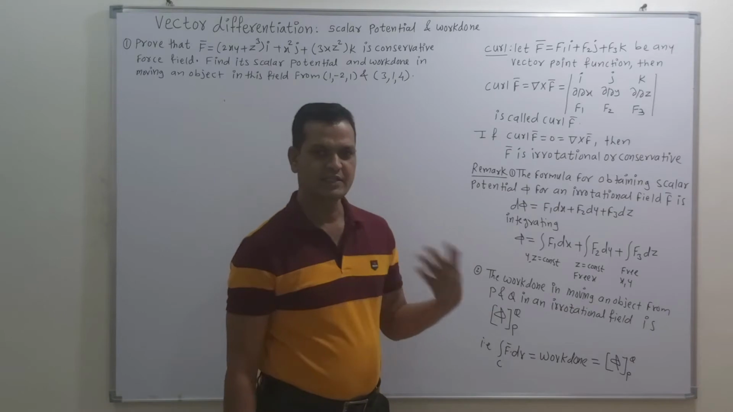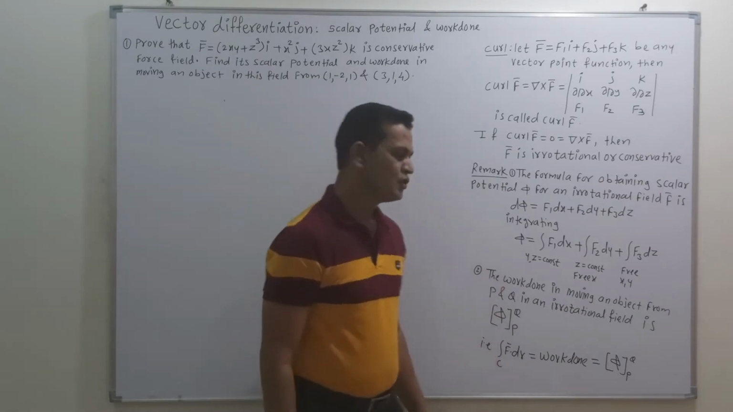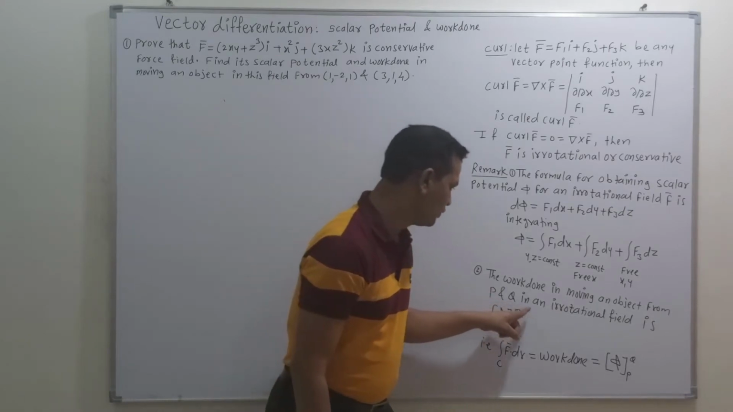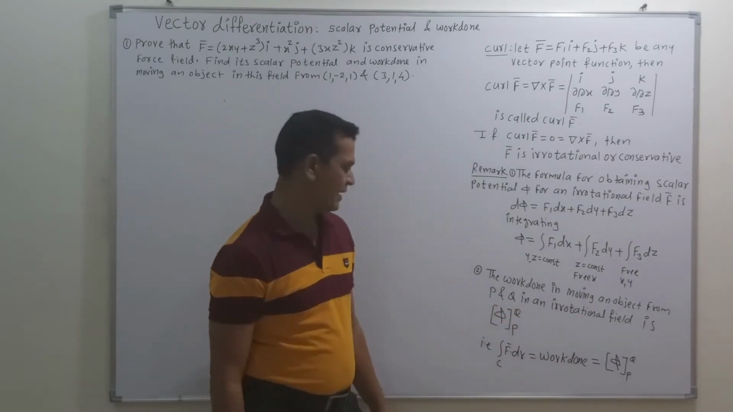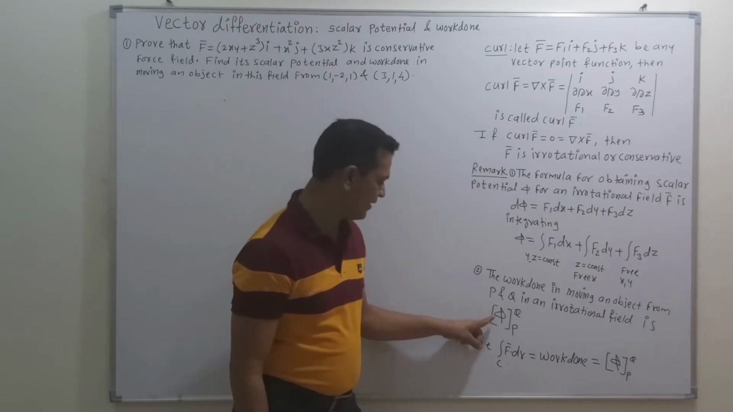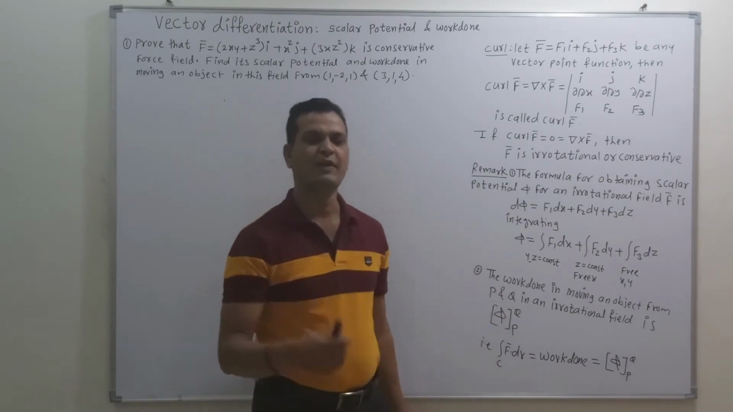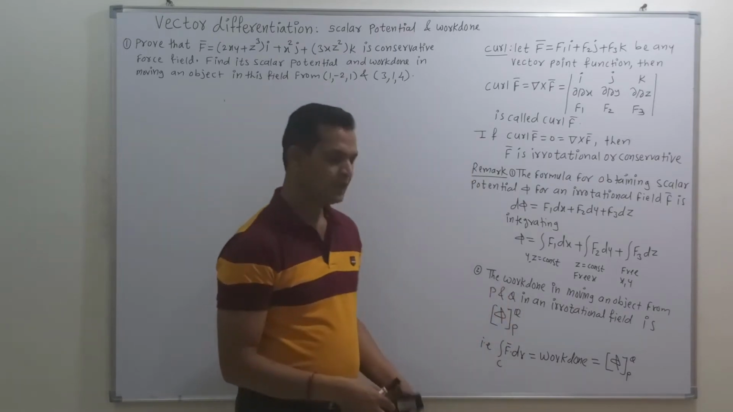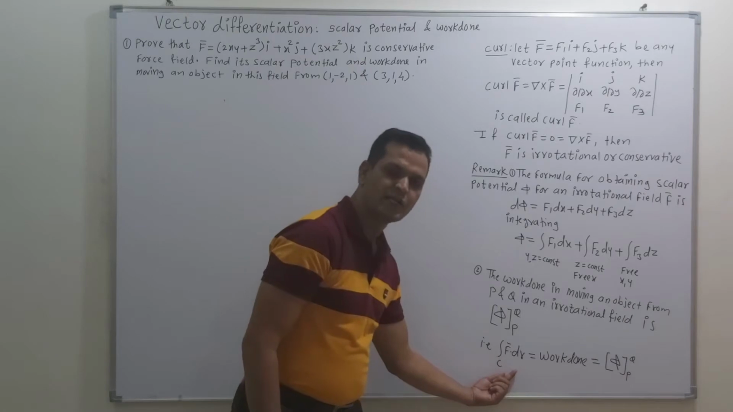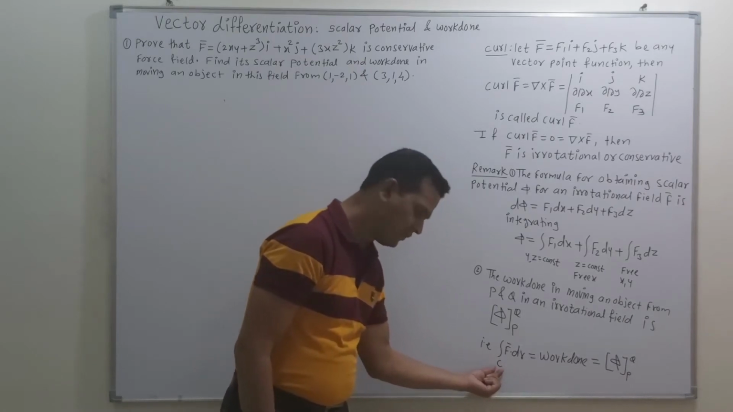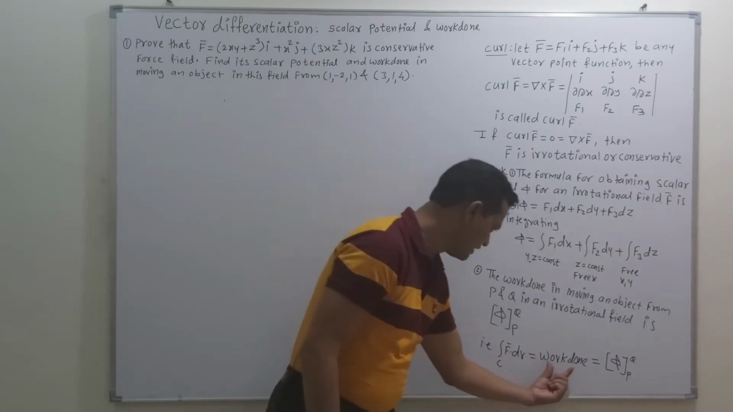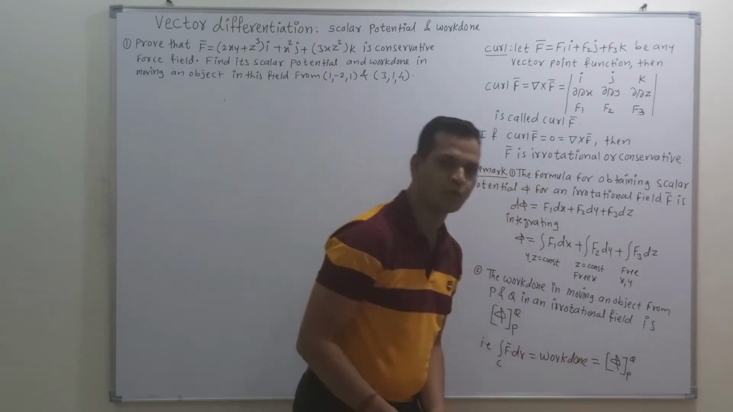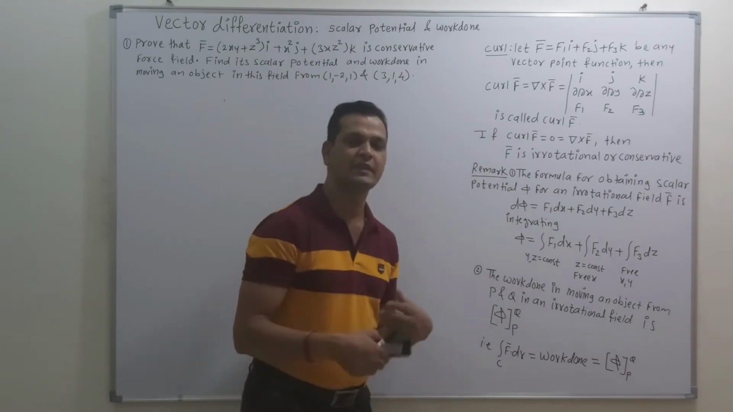Now friends, the next concept is how to find the work done. The work done in moving an object from the point P to Q in an irrotational field is obtained with the formula phi from P to Q. That means find the value of the scalar potential phi between the points P and Q. So this is also written as the integration of f bar dot dr along the curve C, which is equal to the work done, which is the value of the scalar potential between the points P and Q. Based on this theory part, we are solving the examples.